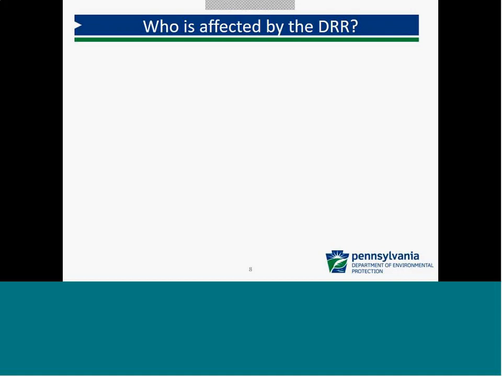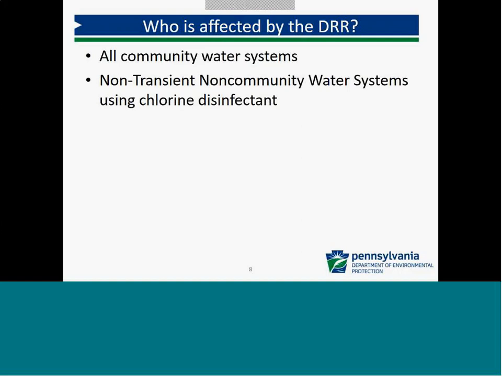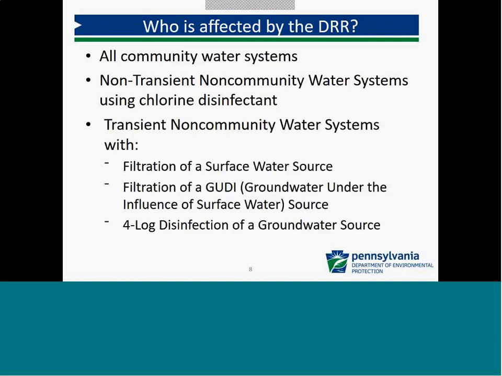Who is affected by the DRR? All community water systems, non-transient non-community water systems that use chlorine as disinfectant, and then there are transient non-community water systems that are also included. Those would be the ones that have surface water filtration or filtration of a GUDI source, or groundwater under the direct influence of surface water. And those transient systems that have installed 4-log disinfection of a groundwater source. So we got this webinar notice out to all these groups, and that's who we're targeting.